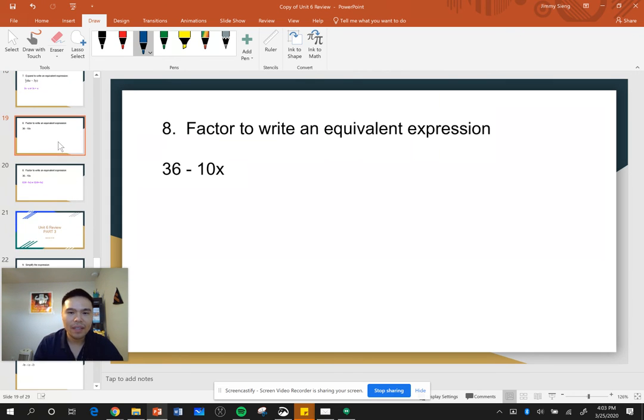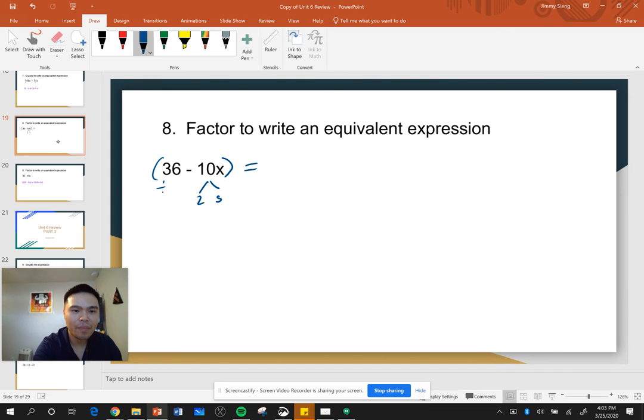All right, one more. Feeling good? So now I got to factor to write an equivalent expression. Same idea. I'm going to put parentheses here. Again, I understand it's a little bit hard, right? But we got to find a number that's the same for both of those that could be divided out of it. I look at 10. The only factors I have are 2 and 5, right? So I can probably take out a 5, but can I take a 5 out of 36? It doesn't match. So I'm going to have to take out a 2, okay?